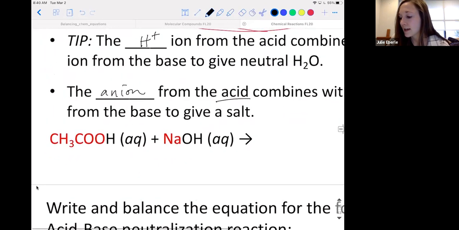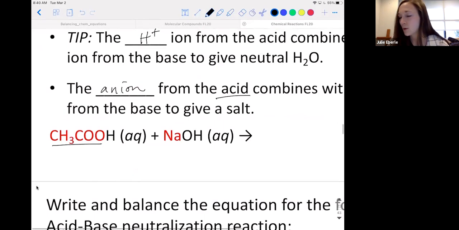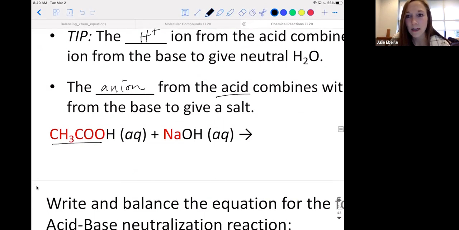We have acetic acid. This is acetate, okay? You should recognize that polyatomic ion. And when you put a hydrogen on it, it becomes an acid. It's acetic acid. This is the acid in vinegar, by the way, if anybody's ever used vinegar. So it kind of smells. You can imagine what acetic acid smells like. And then we've got sodium hydroxide. This is a really strong base. Okay, so this is your acid, and this is your base.